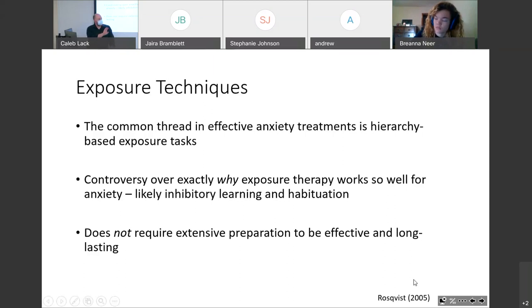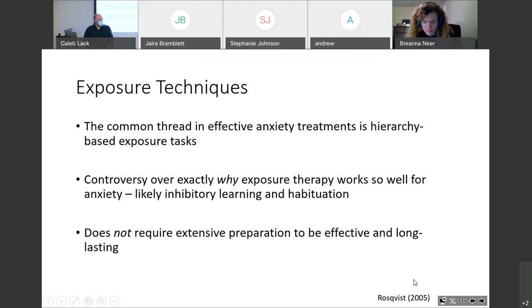Instead, what we do is we expose people to the feared stimuli, and then we prevent their normal anxious response. That's why it's called exposure response prevention. So if Katya is afraid of frogs, for example, if I saw a frog, I would escape, I'd run away, I'd do something to decrease my anxiety. So in exposure and response prevention, we would expose you to a frog in a careful, hierarchy-based way, and then not let you escape.